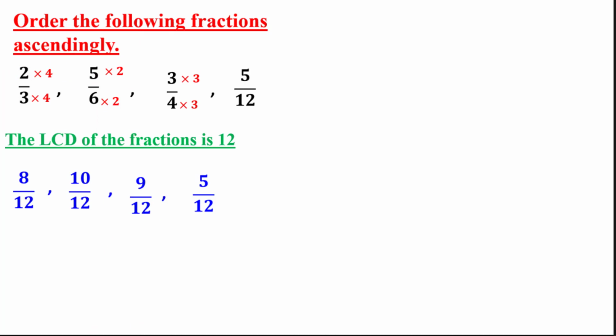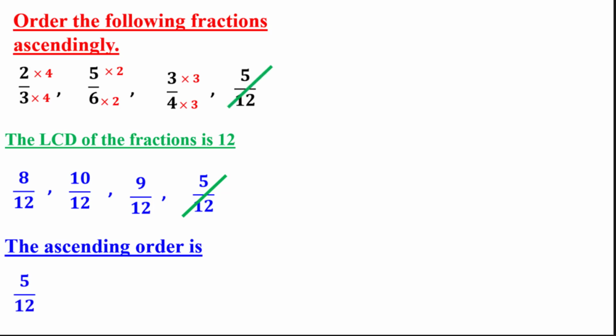For the smallest fraction, just find the smallest numerator. The smallest numerator here is what? It is 5. So the smallest fraction is 5 over 12. Start with 5 over 12, followed by what? Followed by 8 over 12. But what is the equivalent fraction of 8 over 12? It was what? It was 2 over 3.